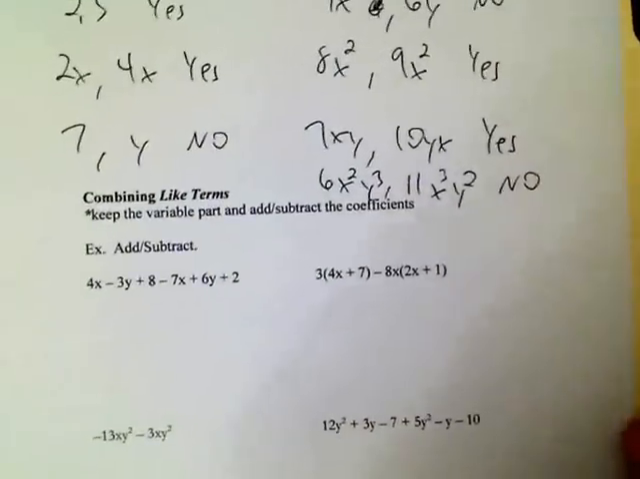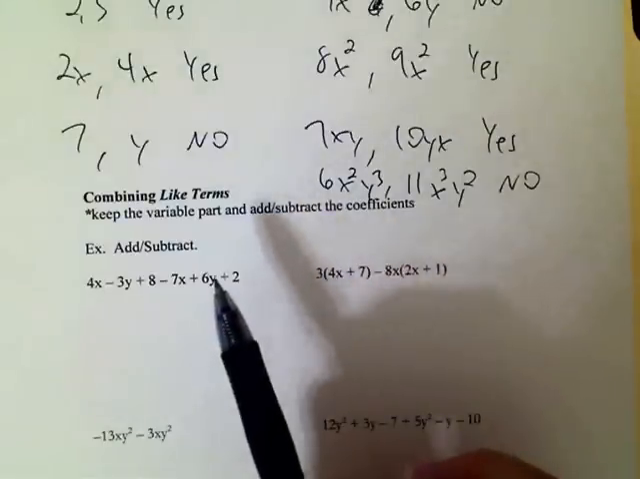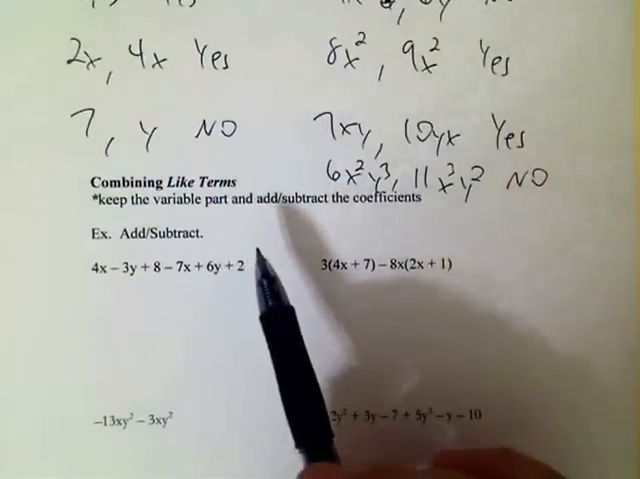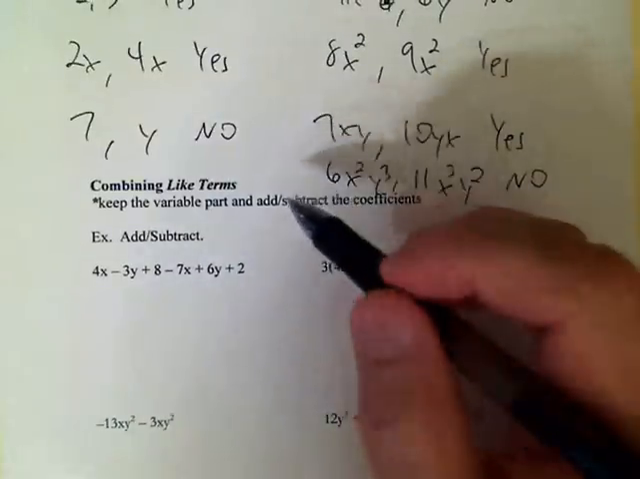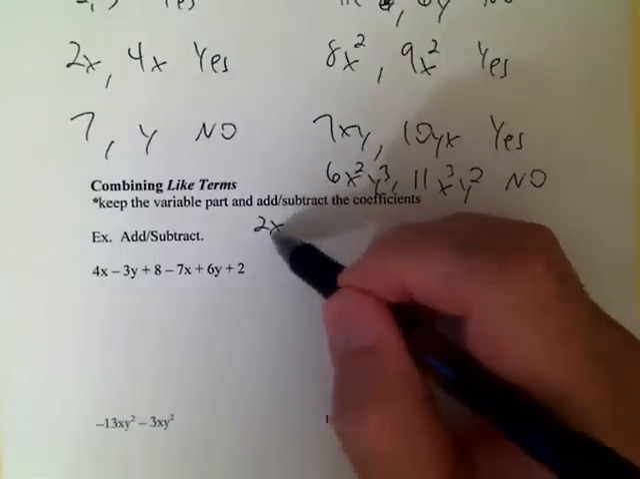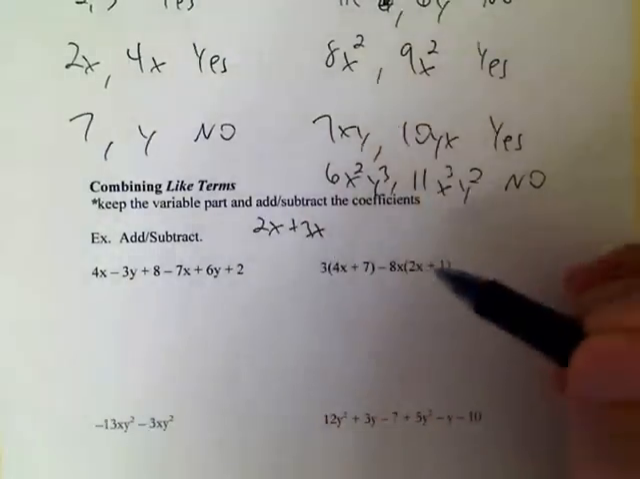Okay, here we go. Now let's do combining like terms. This is where you keep the variable part and add or subtract the coefficients. Let me do a quick example, just to give you an idea of what's going on, a different way maybe to look at it, think about it. 2x plus 3x.